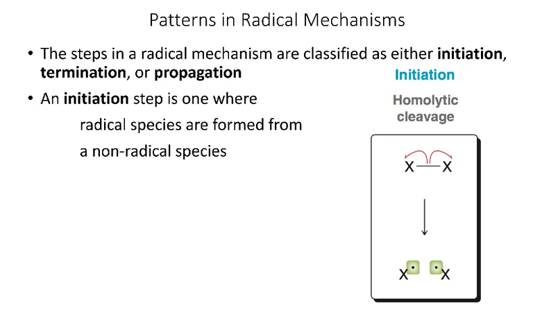When we talk about mechanisms involving radicals, we often class the steps in those mechanisms into three different groups. So we have initiation, termination, and propagation. The first one, initiation, is a step where radical species are formed from non-radical species. And so homolytic bond cleavage is an example of that. I started without having any radicals, and when I cleave that bond homolytically, I end up with radicals.